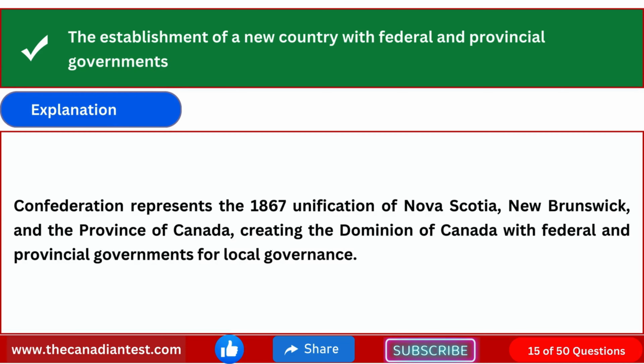The correct answer is the establishment of a new country with federal and provincial governments. Explanation: Confederation represents the 1867 unification of Nova Scotia, New Brunswick, and the Province of Canada, creating the Dominion of Canada with federal and provincial governments for local governance.